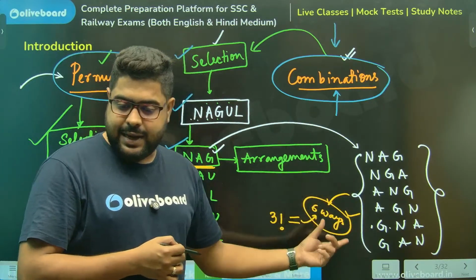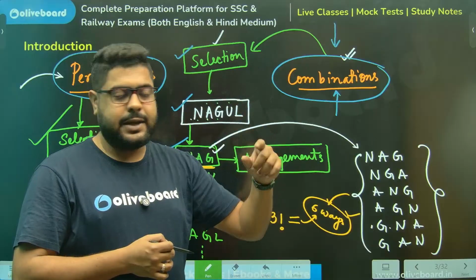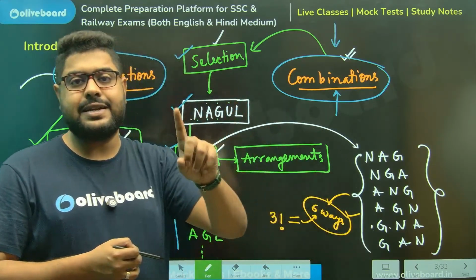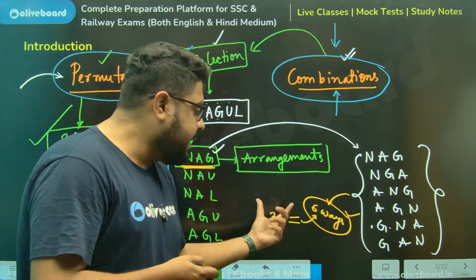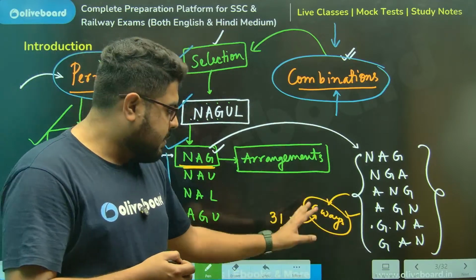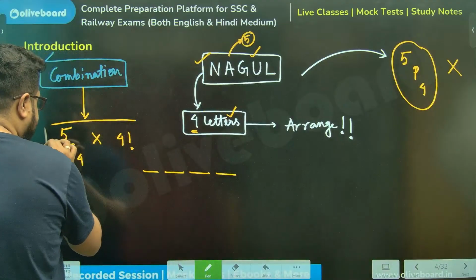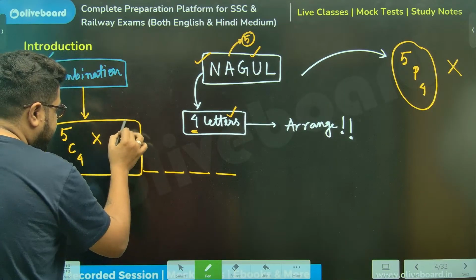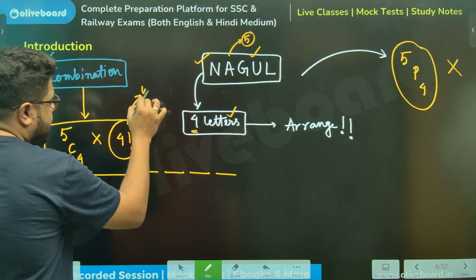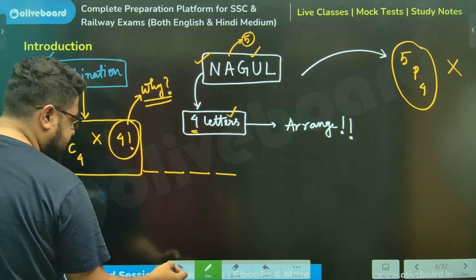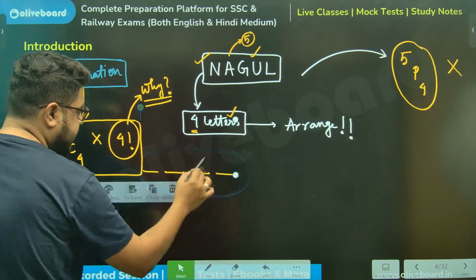Now, why is that? As I told you from the beginning of the day, whatever you are writing, always understand the why of it. We will understand the why right now. But before that, this is how we are going to do it. Now the question is, why are we writing 4 factorial? Let's understand this.